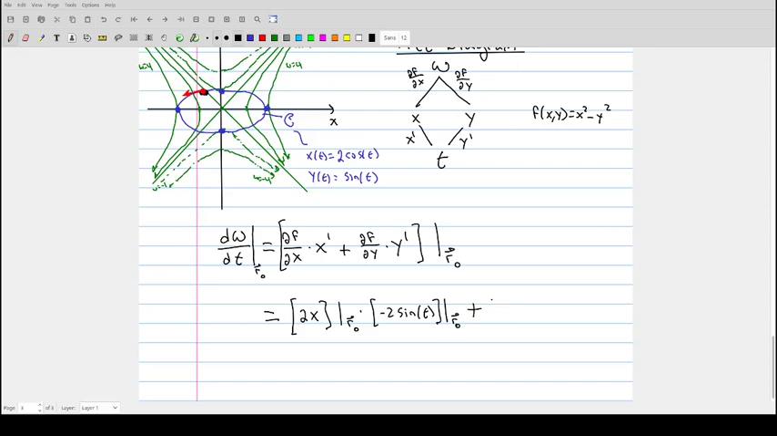plus df/dy, which is negative 2y evaluated at the point R naught, times the derivative of sine of t, y prime, which is going to be cosine of t at R naught.